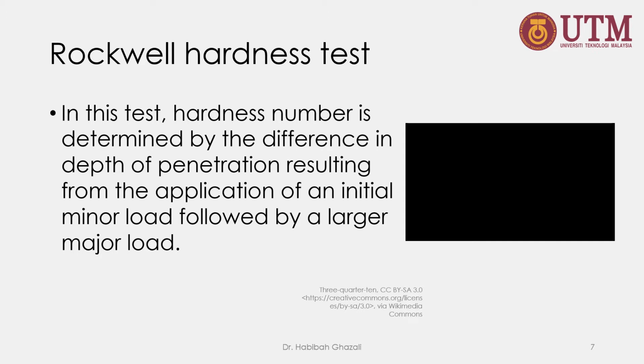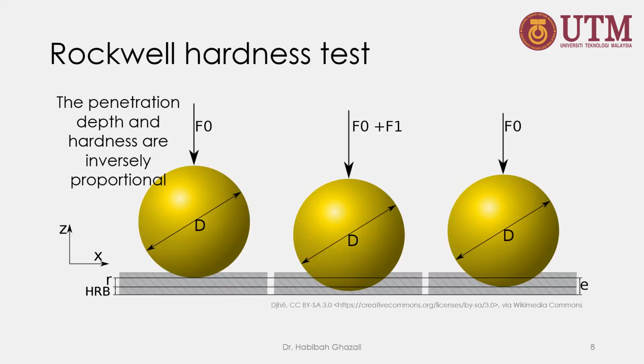Alright, so from this video, you can see that in this test, the hardness number is determined by the difference in the depth of penetration resulting from the application of an initial load followed by the larger major load. So the minor load establishes the zero position. The major load is applied and then removed while still maintaining the minor load. The depth of penetration from the zero is measured from the dial, on which a harder material gives a lower measure. So the penetration depth and the hardness are inversely proportional.